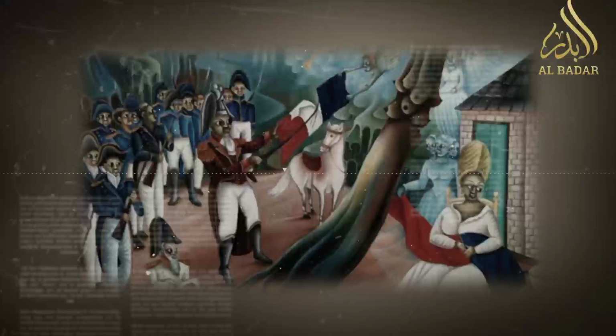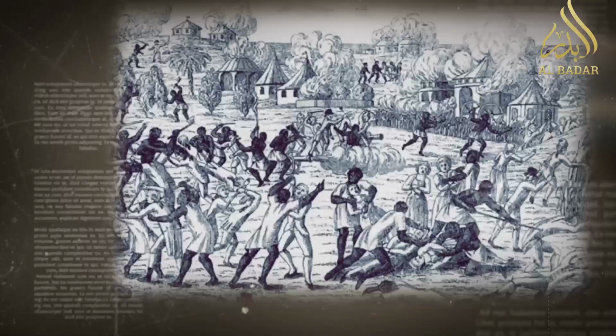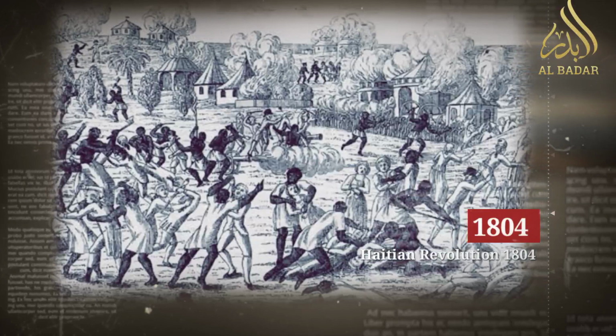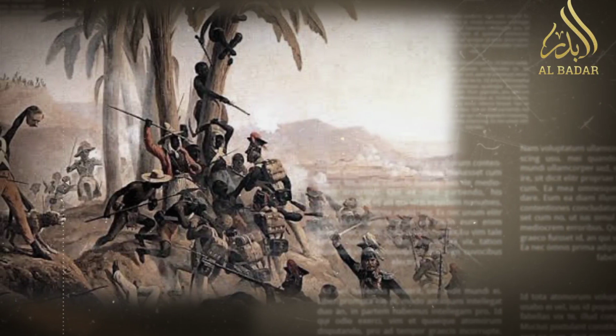4. Napoleon Bonaparte and the French response. In 1802, Napoleon Bonaparte, seeking to reimpose French control over Saint-Domingue, dispatched a massive expeditionary force led by his brother-in-law, General Charles Leclerc. Despite fierce resistance, the French forces managed to capture Toussaint, ultimately leading to his death in a French prison. However, the revolution persisted, as the enslaved population continued the fight for their freedom.